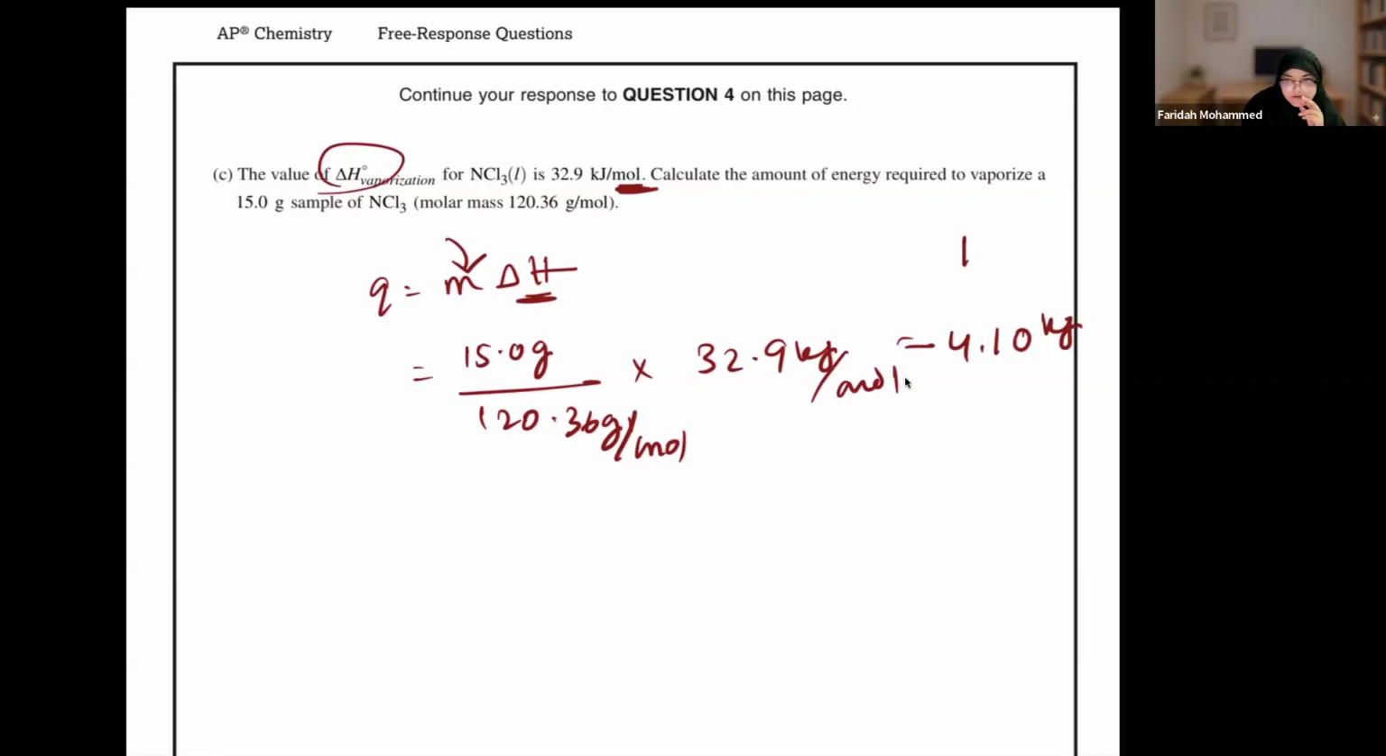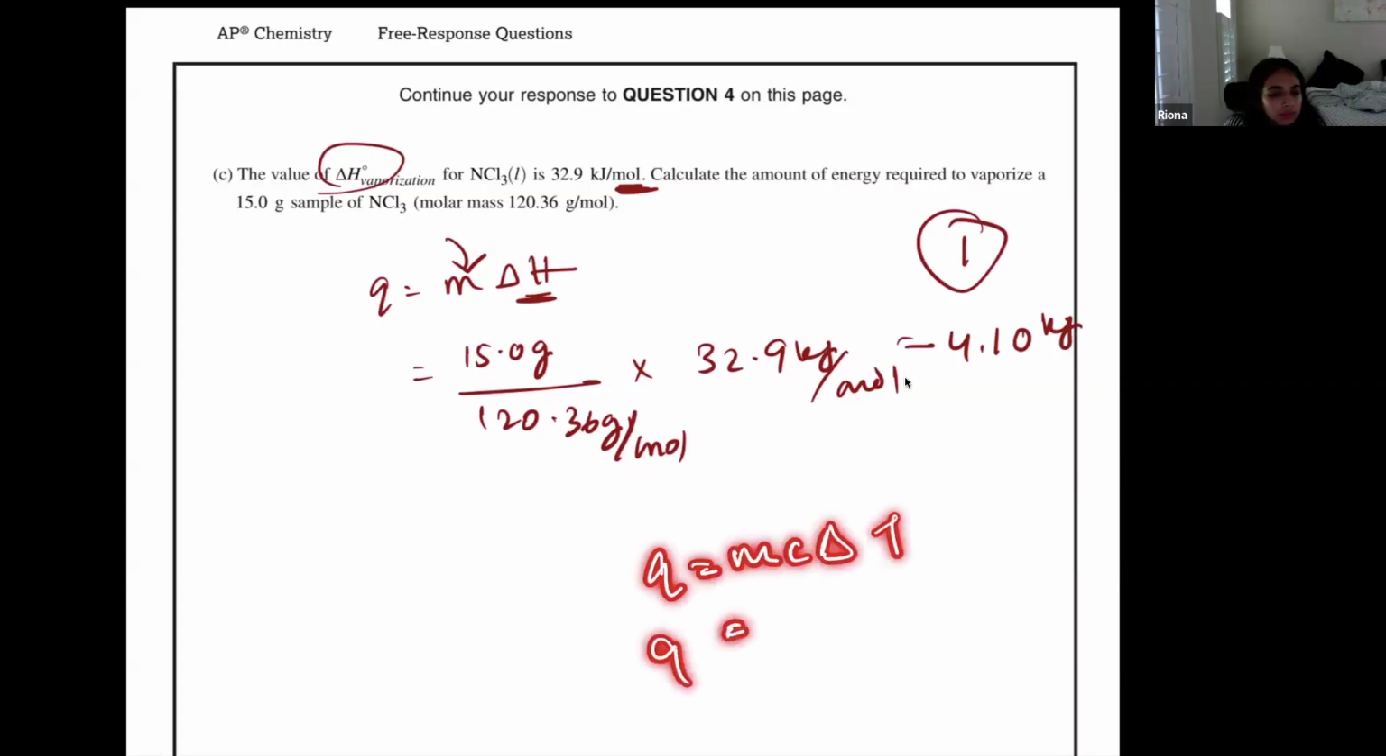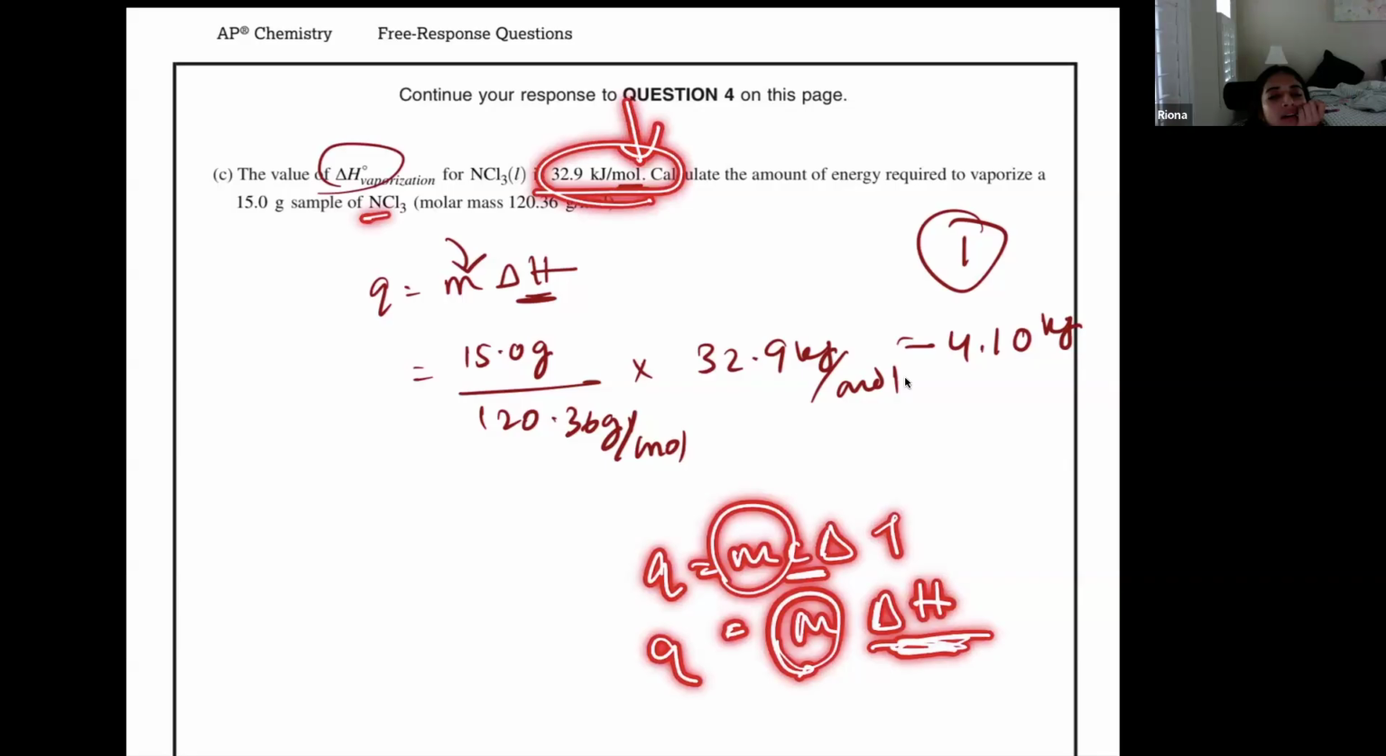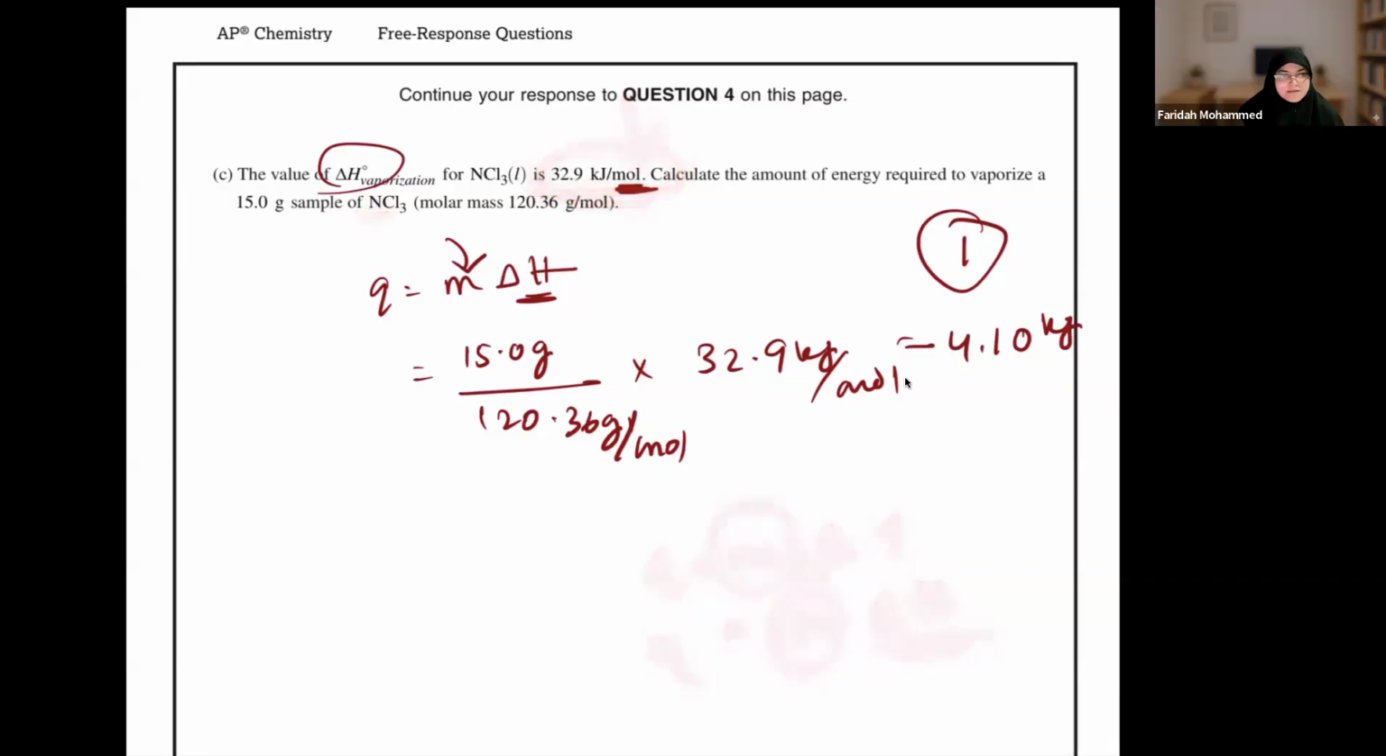Any question? 1 point. Yeah, Rihanna? I'm a bit confused why you divided it by 120. Remember Q equals M C delta T and Q equals M delta H. What did I say about M? M can either be grams or moles. What does it depend on? It depends on the unit of C and delta H. Because the unit of delta H is per mole, you have to make it moles. How do you make it moles? You divide by the molar mass. Grams divided by molar mass. Anything else?